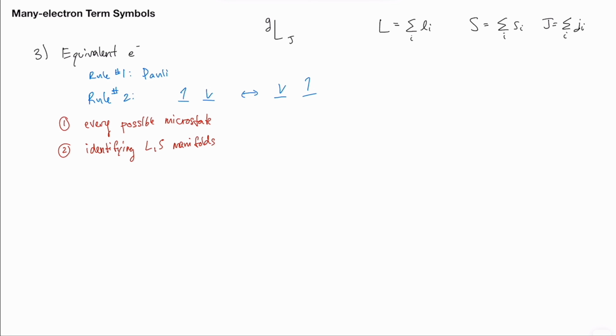Okay, and then we keep doing this, sort of repeat until we've assigned all of the microstates that are consistent with the configuration. And then at the very end, when we're done with that, we will do some sanity checks to make sure that we haven't done anything completely crazy.